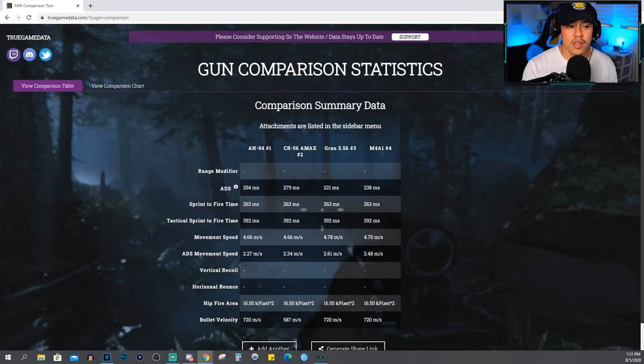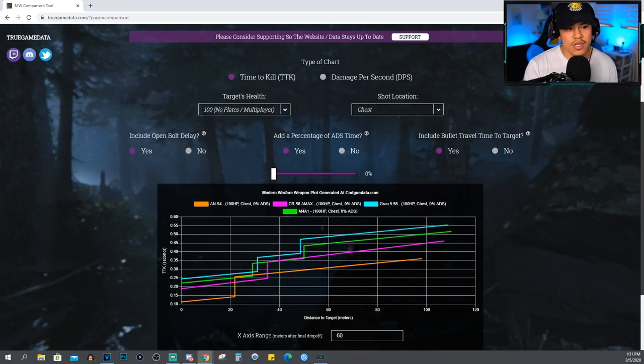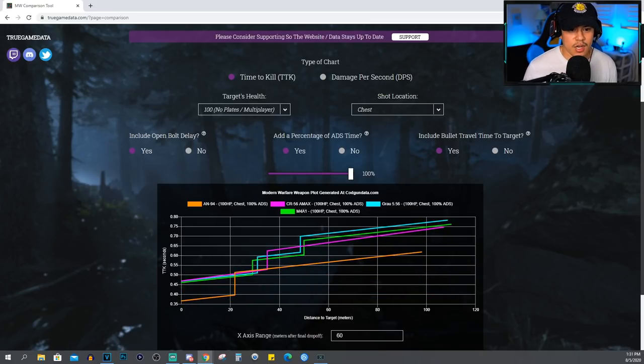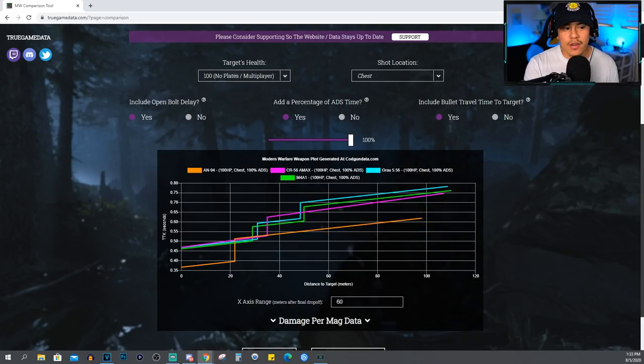Now let's go ahead and take a look at the more interesting things that you guys are curious about, which is going to be the time to kill. So we're going to add the ADS percentage of the time, because we want to get as real results as possible here. And we're also going to include bullet time travel to target. Target's health is going to be at no plates. This is for multiplayer. One thing you have to note is that it has a very strange damage profile.